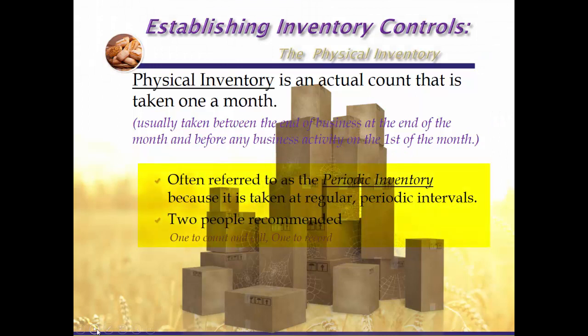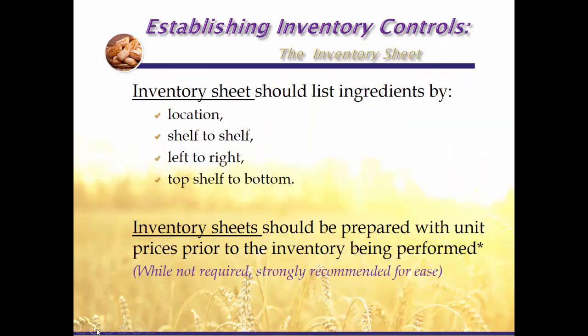The second is often referred to as the periodic inventory because it's taken at regular periods. This is often called the running inventory because it tracks on paper rather than physically counting. Two people are recommended, one to count and call and one to record. So you want to have both inventories on hand to have checks and balances to make sure they're the same as you're going through. Basically, when you're establishing inventory controls, we're using the inventory sheet.